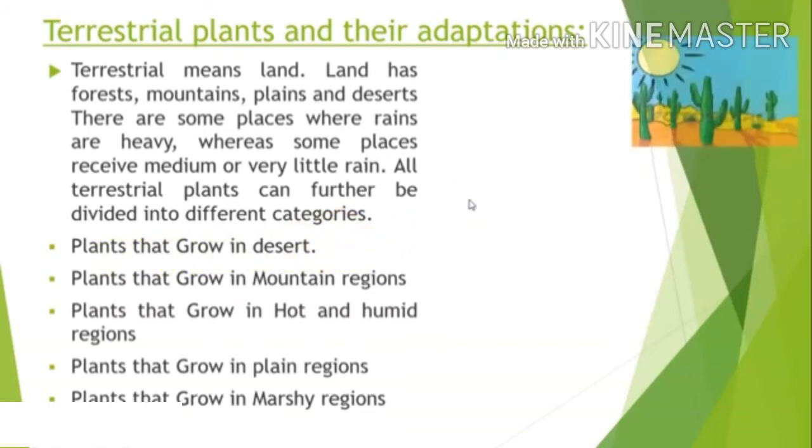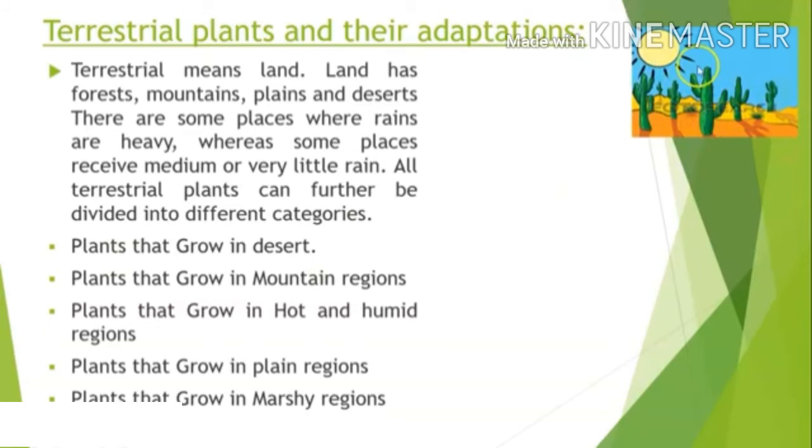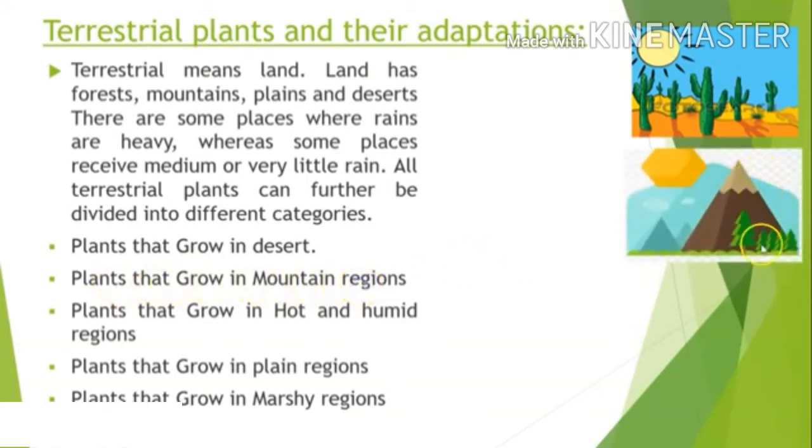desert. See, these are the cactus plants. These grow in the desert area. We'll learn about more plants which grow in the desert, and some plants that grow in the mountain regions. These are the mountain plants. These long plants grow on the mountain. So we'll also learn about these.